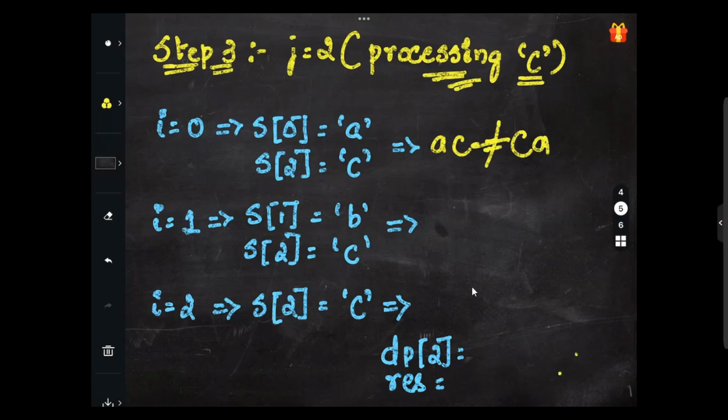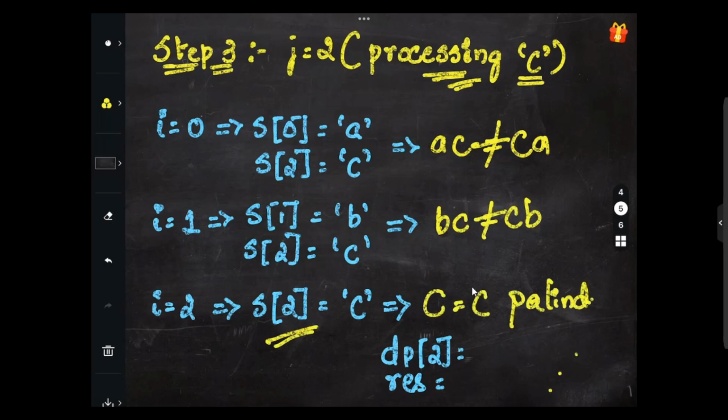Next we will go with s of 1 and s of 2. Is bc equal to cb? No, it is not a palindrome here. In this case, s of 2 equals c. A single character is always a palindrome of itself, so this is a palindrome. So dp of 2 will be true in this case, because we have found one palindrome, c, and the result we are incrementing from 2 to 3, as the dp array is true here, right? So we are incrementing to 3.